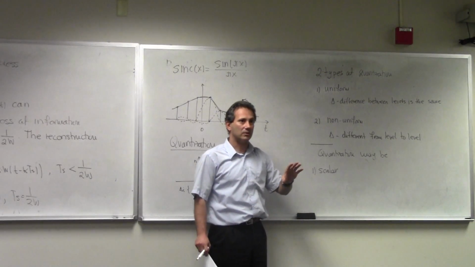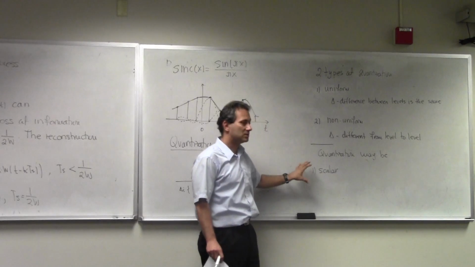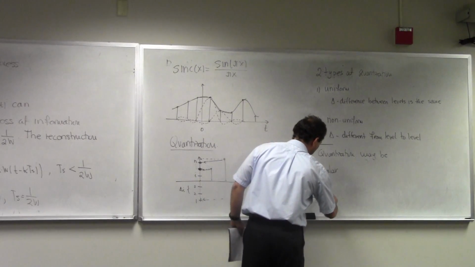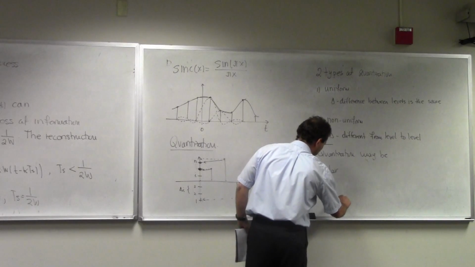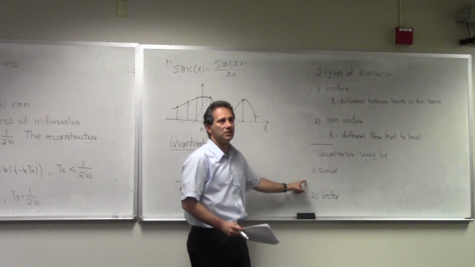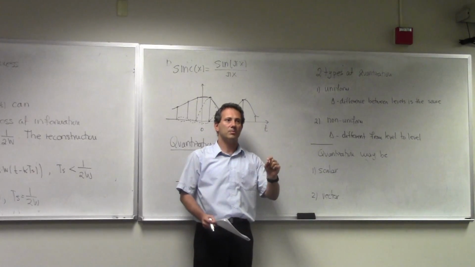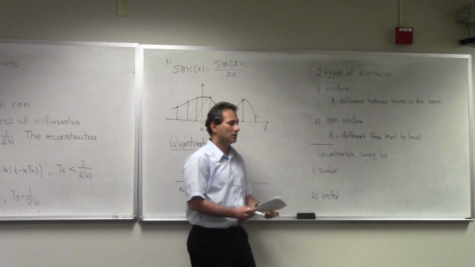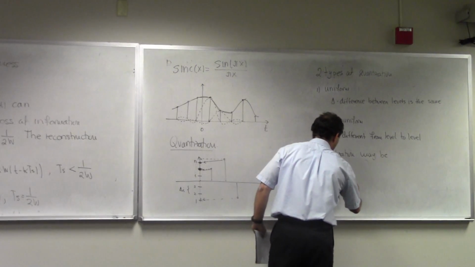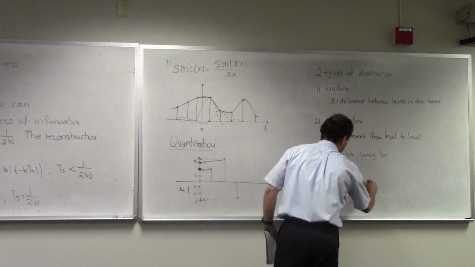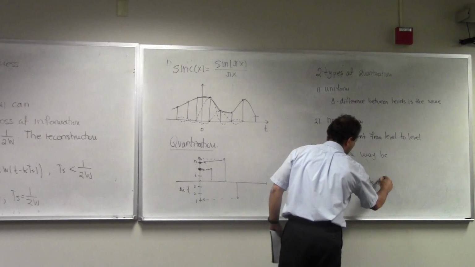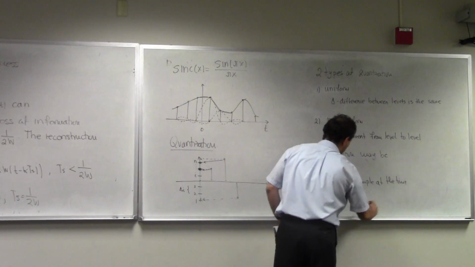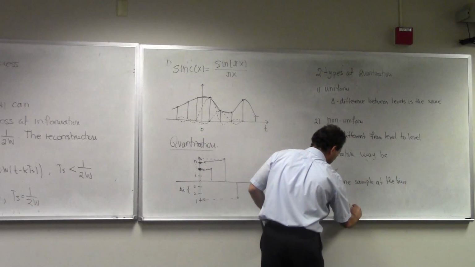The other thing about quantization is the difference between scalar and vector quantization. So let me put that here. What is scalar quantization? You're taking one sample and quantizing one sample at a time. So this is one sample at a time. And this is multiple samples at a time.